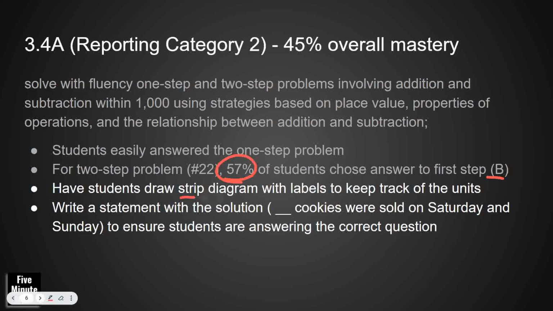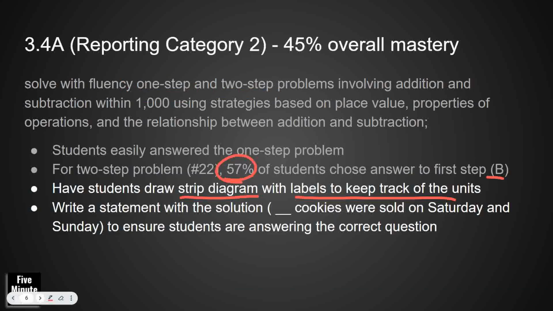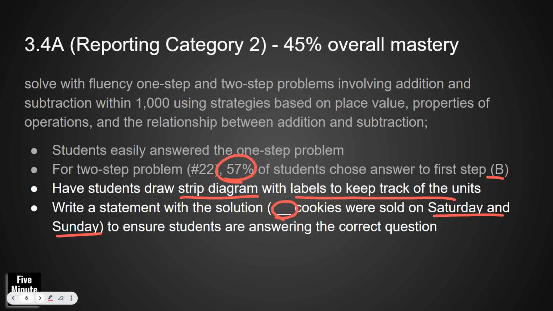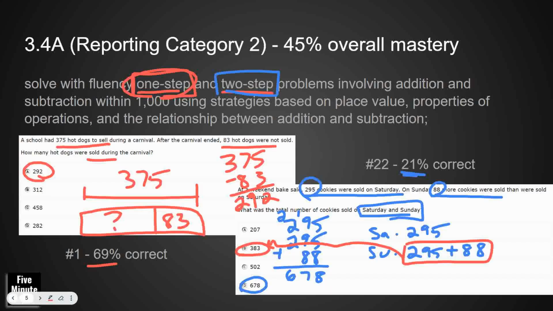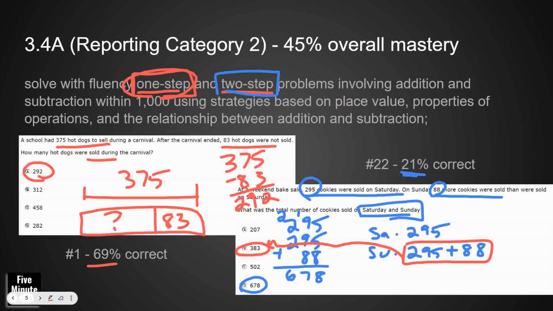So they understood that, which means the issue is not necessarily addition. They need to draw a strip diagram with labels to help keep track of the units. I just did equations, but a strip diagram definitely would have helped, right? And then if they were to write a statement with the solution, blank cookies were sold on Saturday and Sunday, which matches what we have here on our question, Saturday and Sunday. If they came up with our incorrect answer of B, 383, they would have thought, I didn't solve for Saturday and Sunday. 383 is only Sunday. So I think the issue with this last one here is they weren't answering the correct question. They were solving for how many's on Sunday.